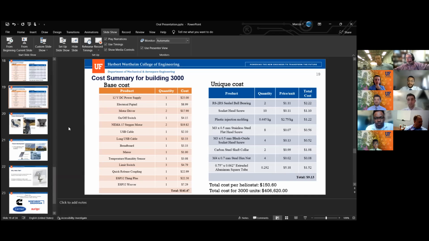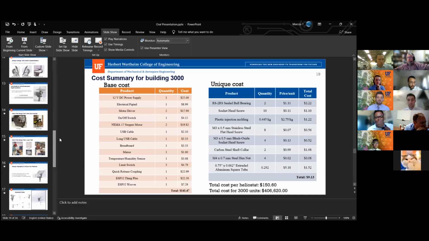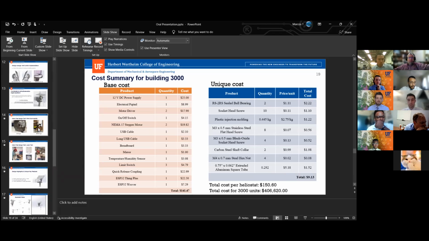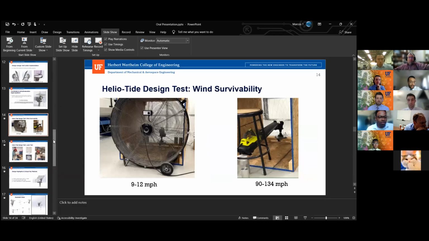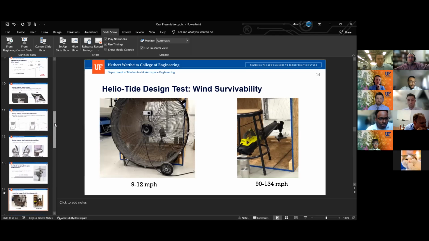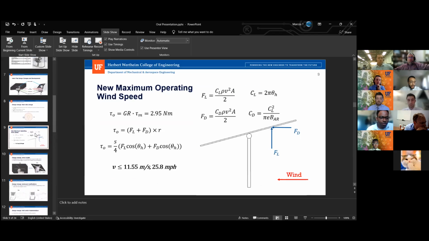Okay, any other questions? Oh, I see Dr. Dong unmuting herself. Yeah, so one question is on the slide, new maximum operating wind speed. I don't know the page number, but could you please change to that slide? Was it this slide here? It's in the design changes right after the gear ratio. Okay. Oh, I got you.